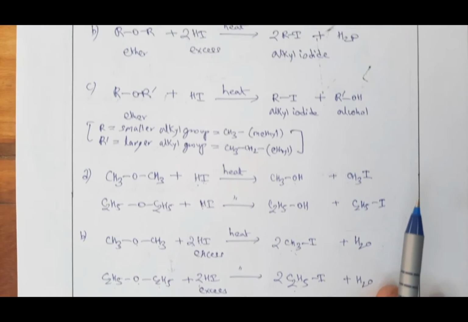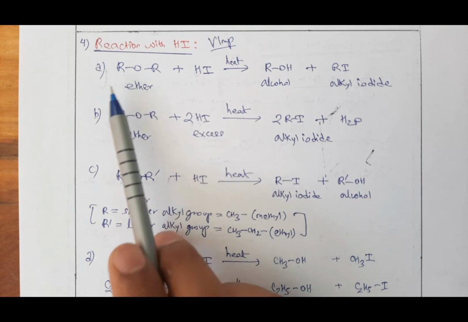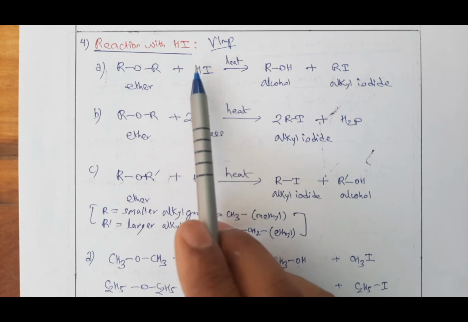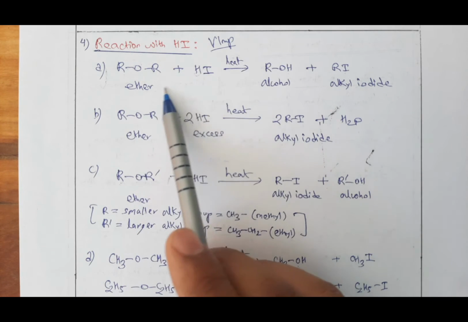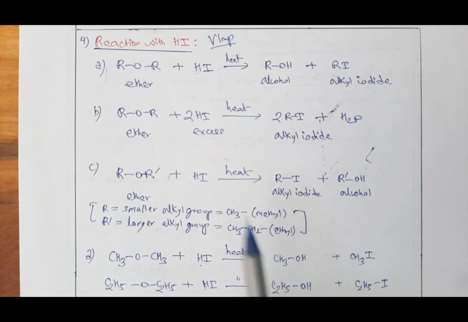So see the confusion out here, students. When both R are the same, one R will take H, the other R will take I. Because both R are the same, one will take H, the other will take I. But in this case, R is not the same. The question arises, which R will take H and which R will take I? So for that you have to remember this.